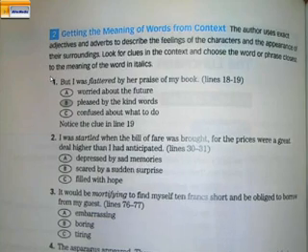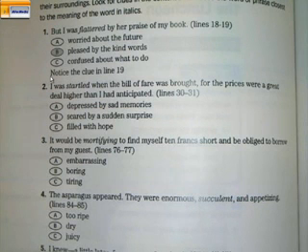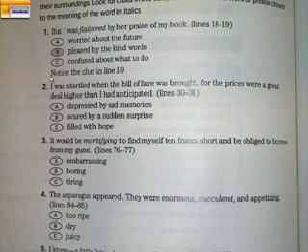It would be mortifying to find myself 10 francs short and be obliged to borrow from my guest. Well, it is, yes, mortifying. It means very embarrassing. Imagine that you are inviting someone to lunch or to a dinner, and then you find your pocket is short of money. The bill is 350 and you only have 300 riyals. So it is mortifying or embarrassing to borrow money from your guest.